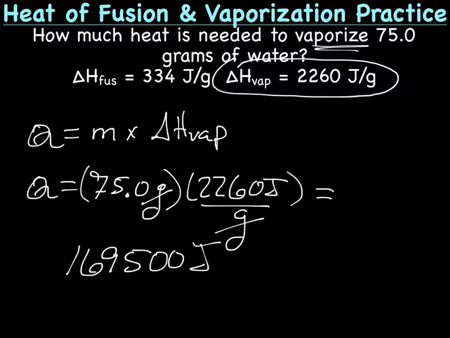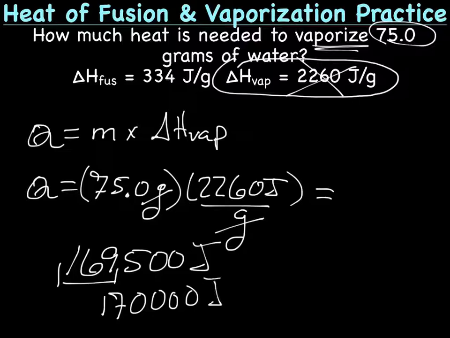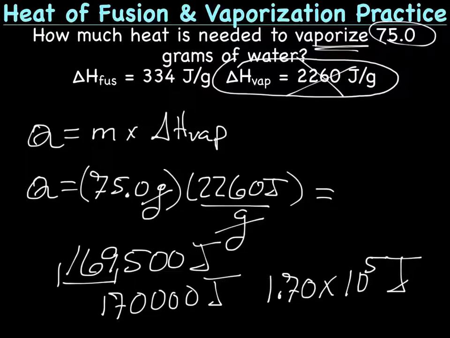joules. We've got to look at sig figs. Because this is a constant, we won't use that for sig figs. We'll just use our given. So that's going to be 3 sig figs. When we round, we're going to end up with 170,000 joules, which unfortunately only gives us 2 sig figs. So let's change this to scientific notation. There you go. And that's how we solve for heat of vaporization.